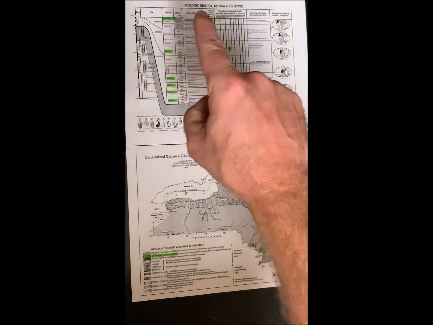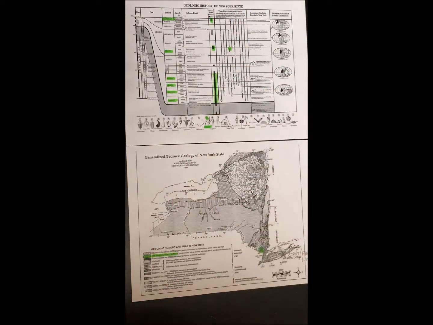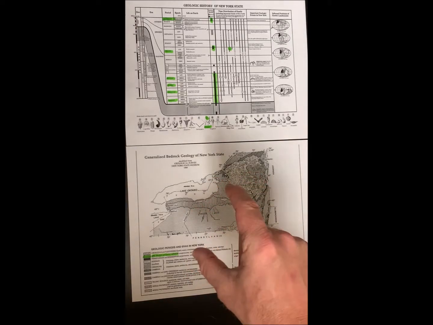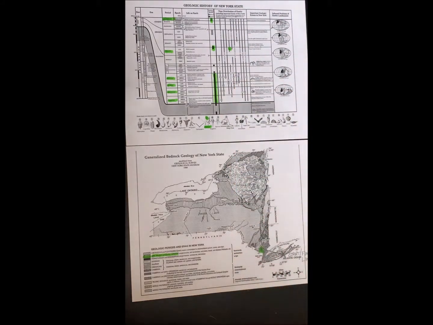The first is the geologic history of New York State, and the second is the generalized bedrock geology of New York State. And my goal through this game is to teach them not just how to use them independently, but how to match the information from one table and place it into the other.